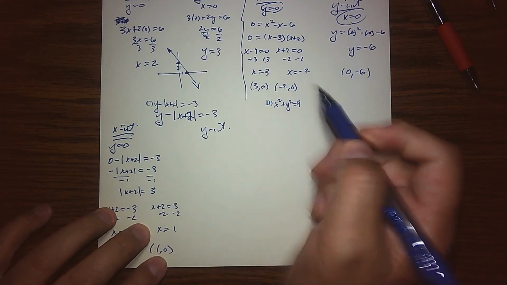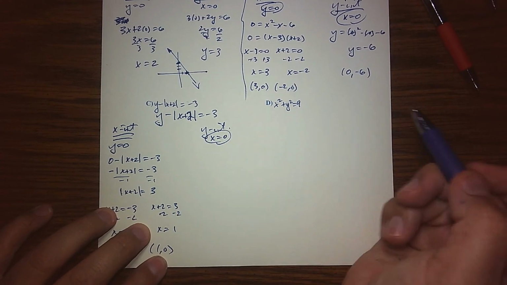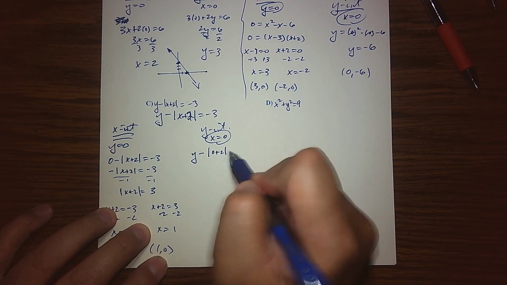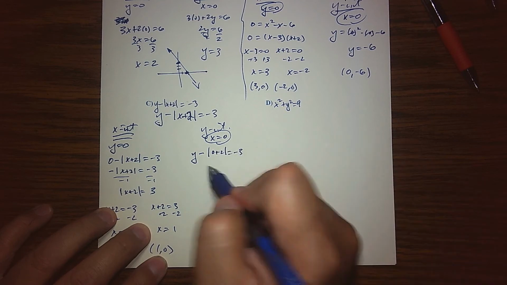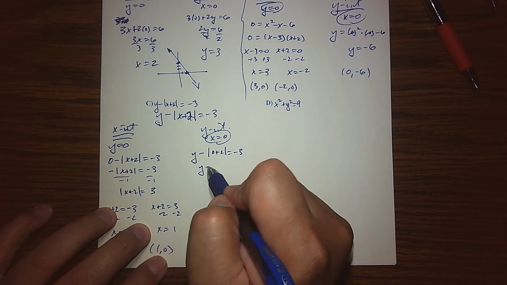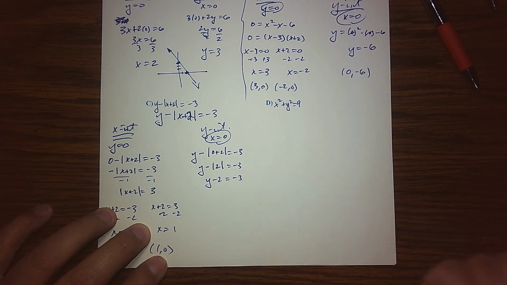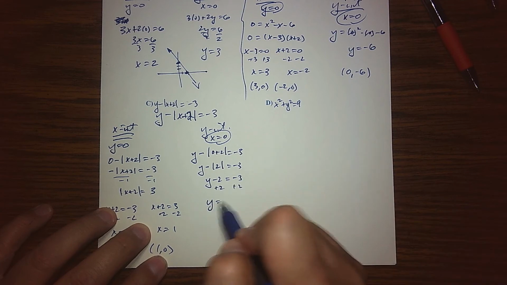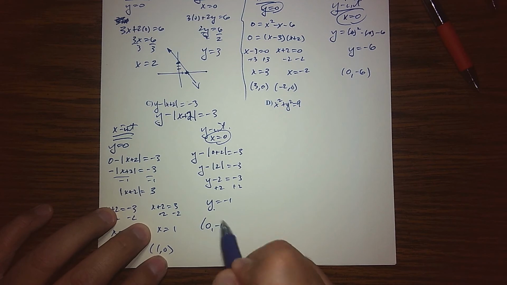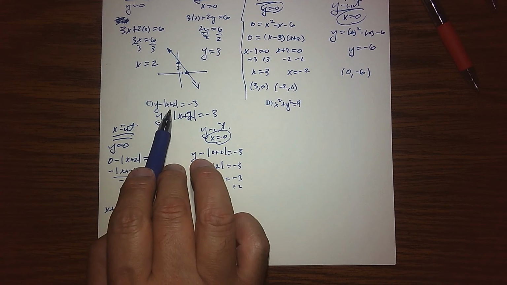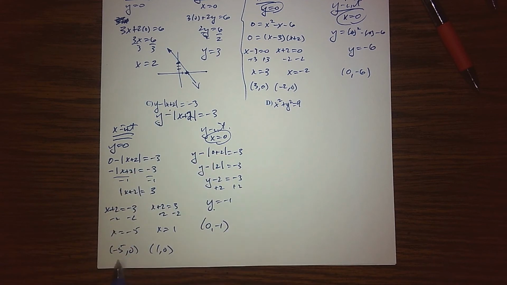Finding the y-intercept, this time we begin by letting x equal 0. So we get y minus the absolute value of 0 plus 2 equals negative 3. And so in here we get y minus the absolute value of 2. This is y minus 2 equals negative 3. Add 2 to both sides, we get y equals negative 1. So where are we crossing the y-axis? At 0, negative 1. So whatever that graph looks like, we know where it's crossing the x-axis. It's crossing it twice. And we know that it's crossing the y-axis at 0, negative 1.